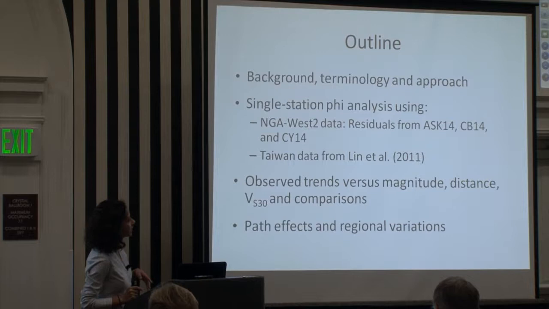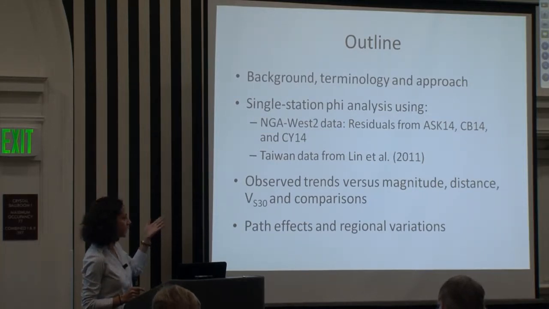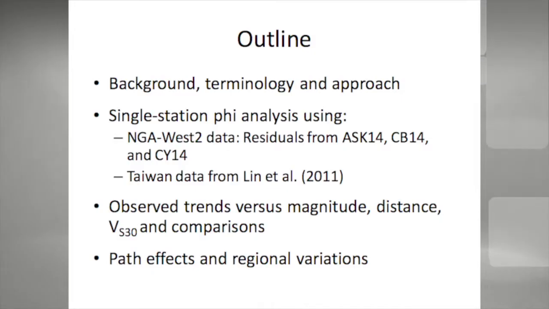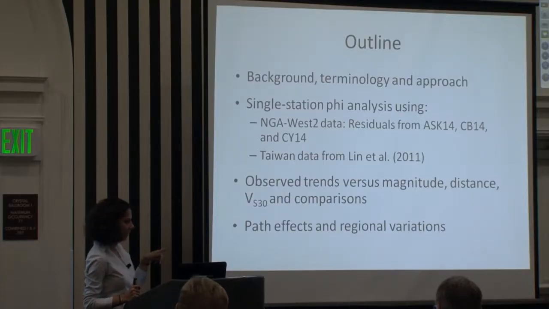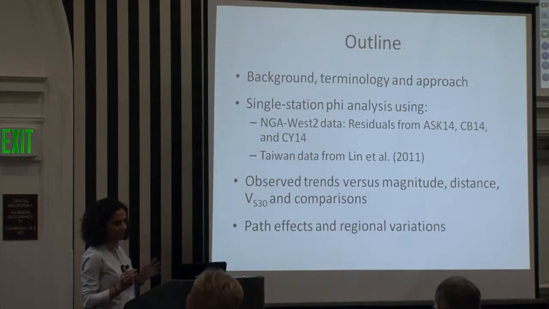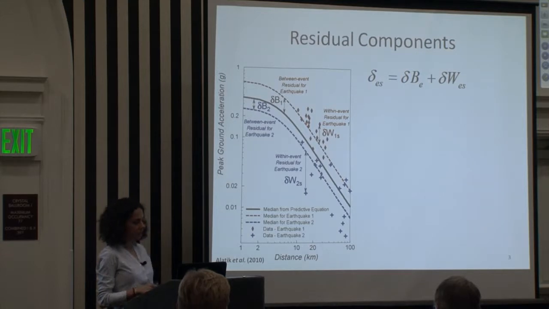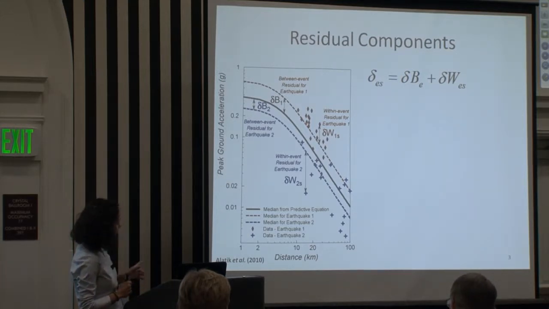Then I'm going to show the results of the single station phi analysis using NGA West 2 residuals from Abrahamson et al., Campbell and Bozorgnia, and Chiou and Youngs, as well as using residuals from the Taiwan data of the Lin et al. paper. I'll show some observed trends with magnitude, distance, VS30, and some comparisons, and hopefully, if I have enough time, cover some path effects and regional variations and try to explain some of these things.